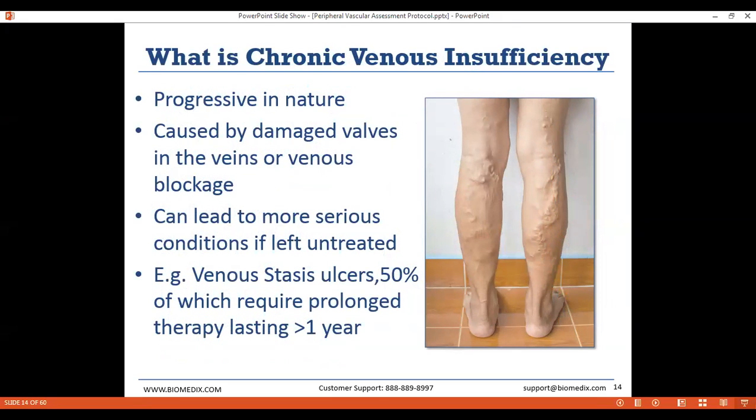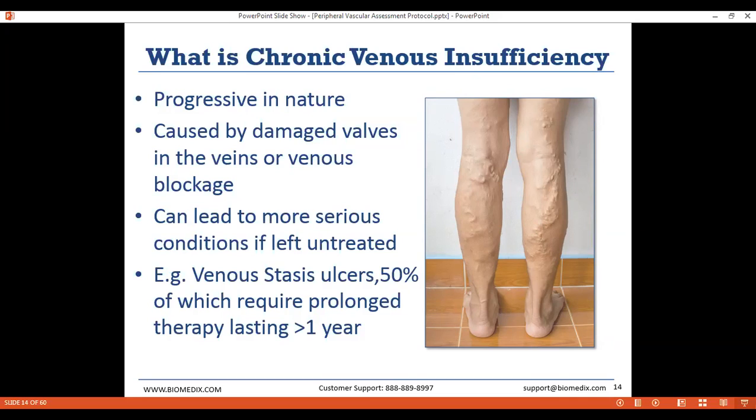Chronic venous insufficiency is a progressive disease that's caused by damaged valves in the veins. It can lead to more serious conditions if it's left untreated. For example, venous stasis ulcers are also very common around the legs and the feet in patients with CVI, and they often require prolonged therapy lasting more than a year to treat effectively.